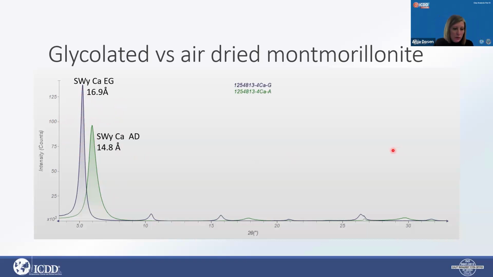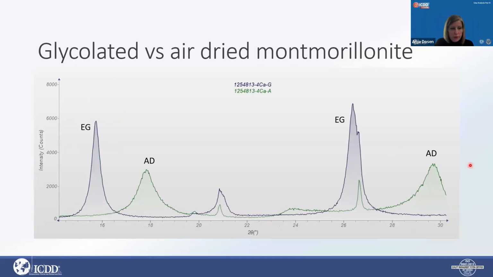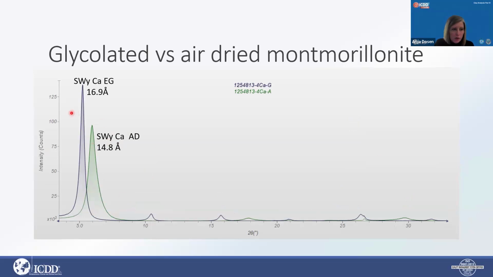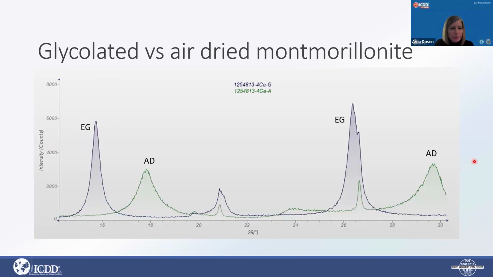This is what we observed on basal reflections. Here are other basal reflections where you can see an even more significant shift in the case of this montmorillonite. If you're looking at natural clay samples, these are sometimes going to be hard to spot in the diffraction pattern, so we mostly rely on the first peak here.